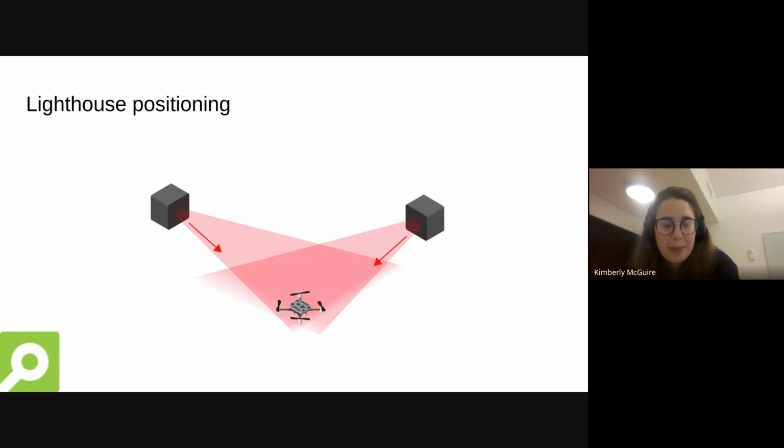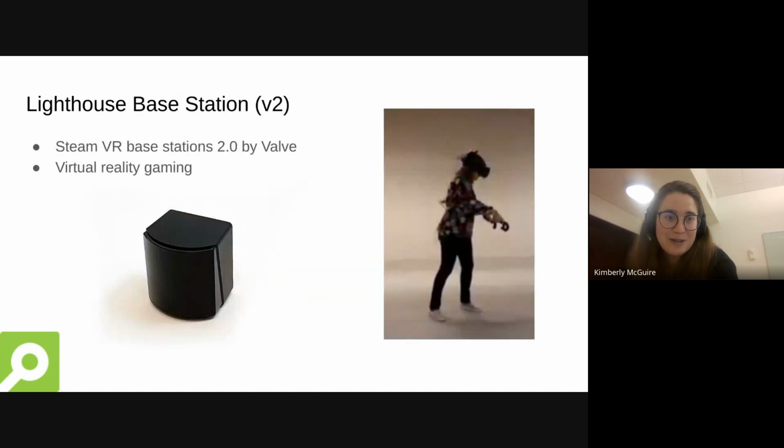So, the Lighthouse positioning system. We think it's really cool, and we were able to reverse engineer it. One of my colleagues saw this technology at a hacker fest by Valve a really long time ago, and came up with the idea to actually use it for positioning of the Crazyflie itself. It's based on the Lighthouse positioning stations V2, the SteamVR Base Stations 2.0 by Valve, used in virtual reality gaming.